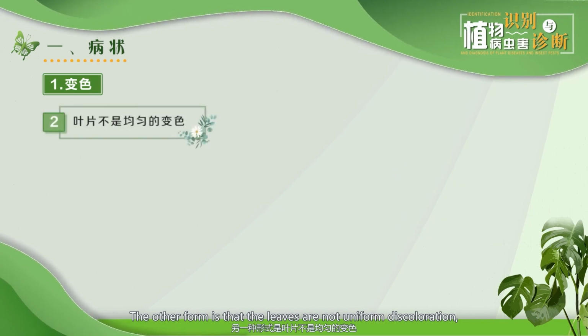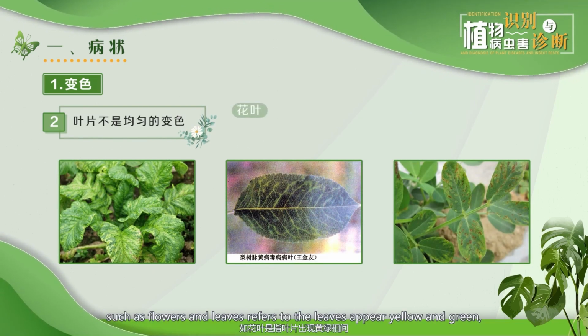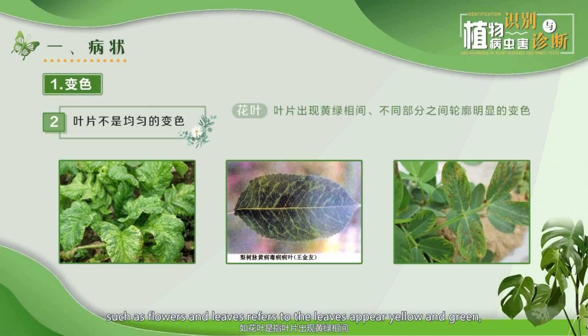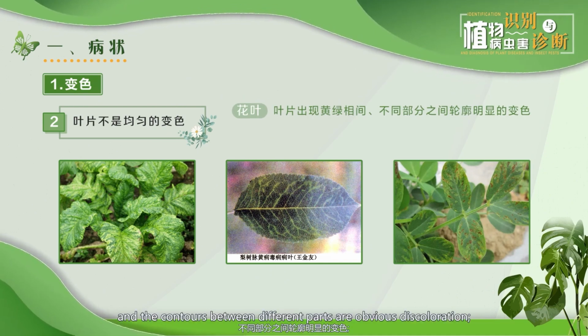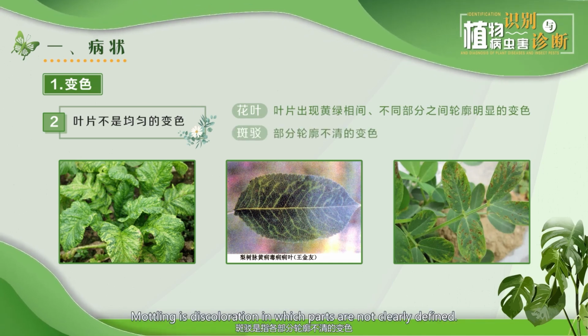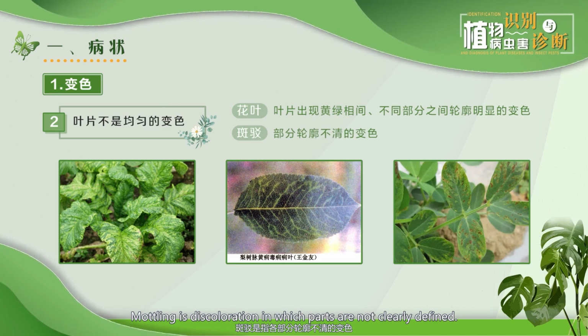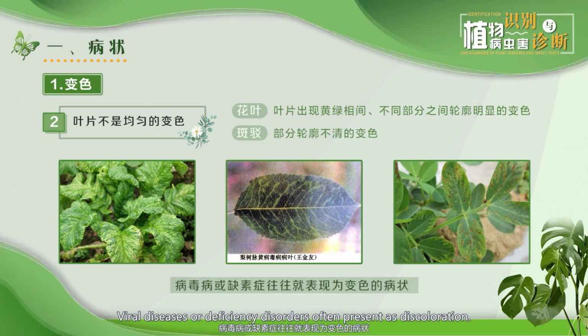The other form is that the leaves are not uniformly discolored, such as mosaic, which refers to leaves that appear yellow and green, and the contours between different parts are obvious. Mottling is discoloration in which parts are not clearly defined. Viral diseases, or deficiency disorders, often present as discoloration.